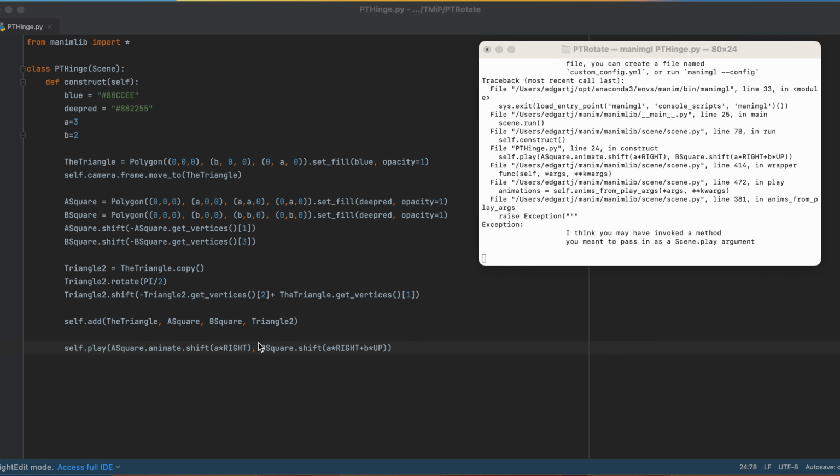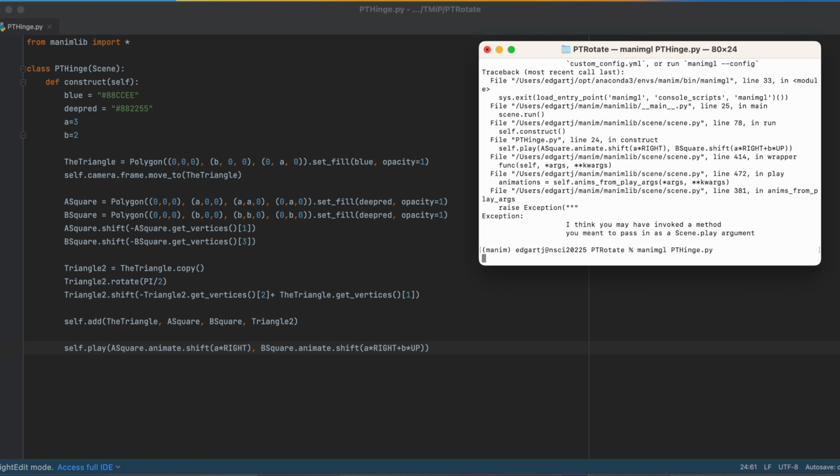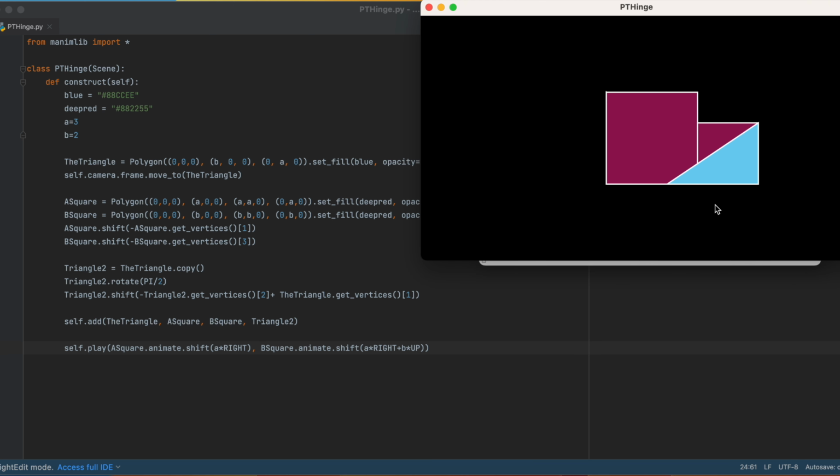And so if I do that right now, I have an error, and that's because in the b square I forgot to actually call animate. So when you're just shifting things around in the code, you just use .shift, but when you're actually doing it in a play environment, you have to animate the shift. Okay, so now let's try that again. So we see all the things are added, and then they shift over.